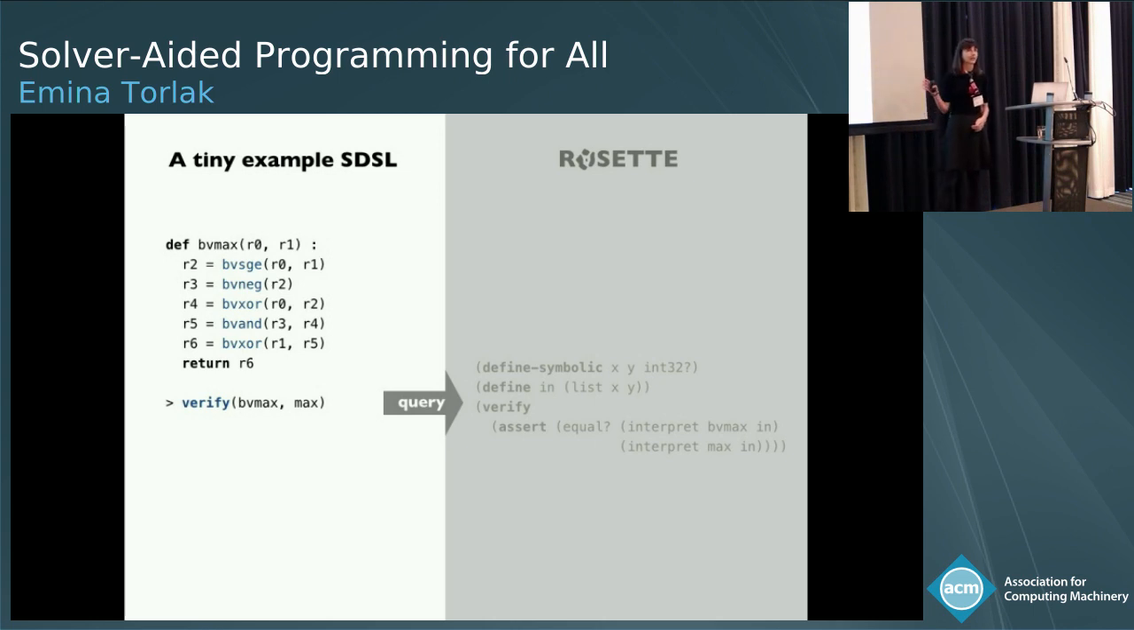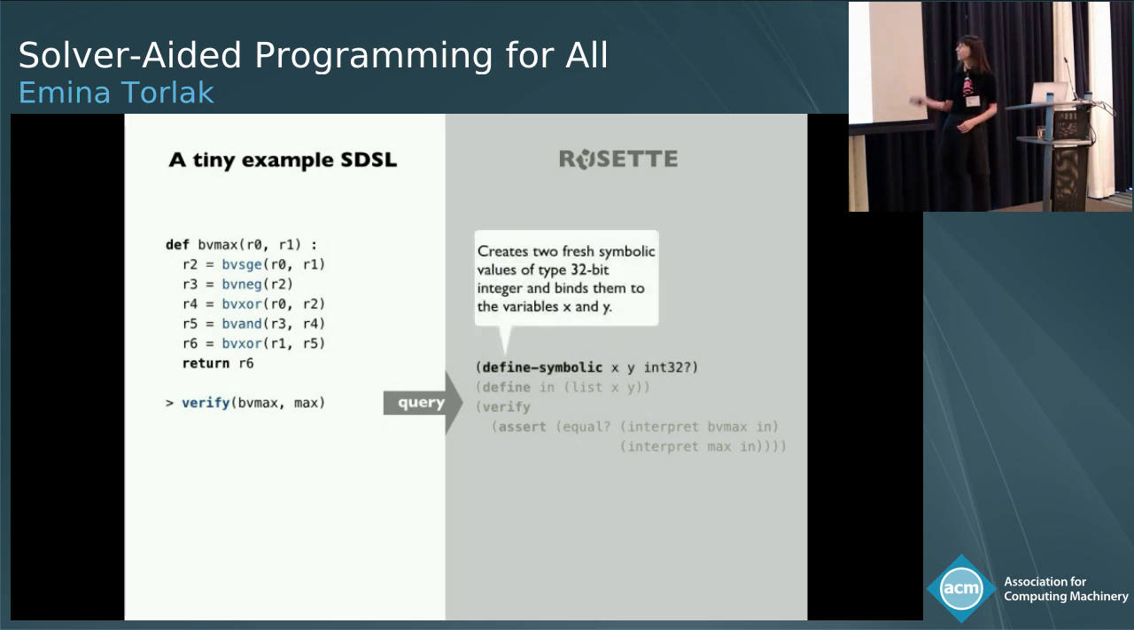All right, so here is how we are going to implement the verification for the BV language in Rosette. Essentially, we are going to use the Rosette verify query for this, and we're going to do it as follows. The first thing we'll do is use this define-symbolic construct to create two symbolic values of type 32-bit integers. So they're fresh symbolic constants. The only thing that Rosette knows about them is that they're 32-bit integers, and we're going to bind them to the variables x and y.